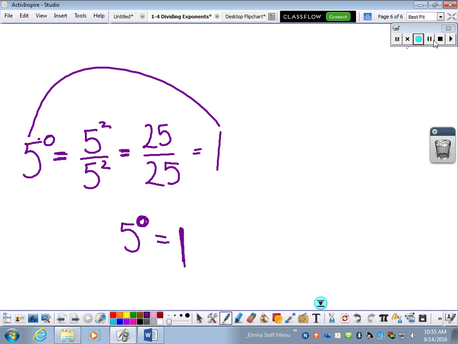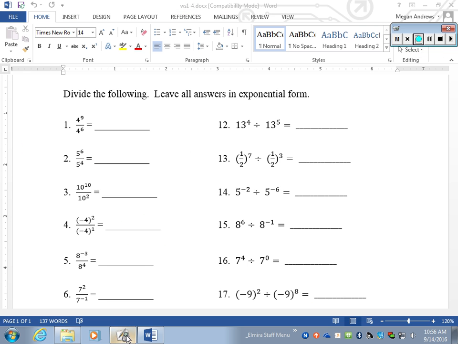Next up, let's do some homework help. Okay, we've got your homework here. And we're going to look at the directions. The directions say to leave your answers in exponential form. So we're not going to be doing any calculator work that involves the caret key or anything like that. So number 1 says 4 to the 9th over 4 to the 6th. So keep my base of 4. And 9 take away 6 is 3. And so that one's done.